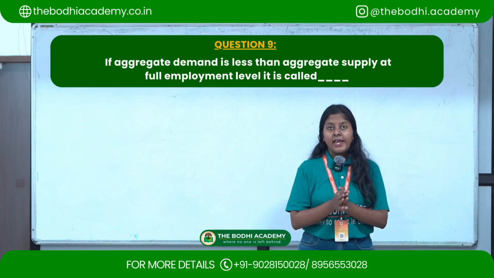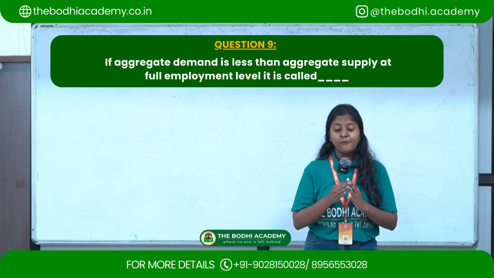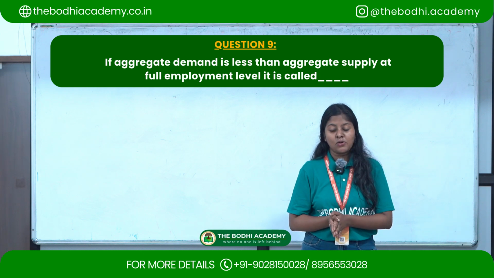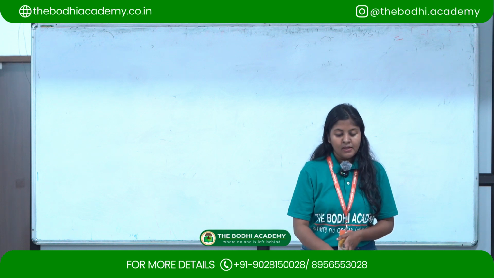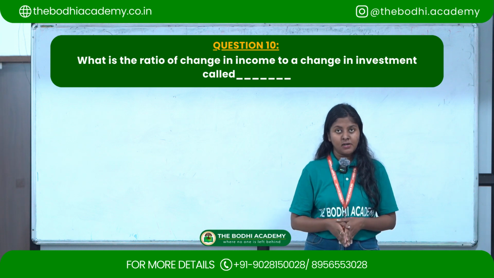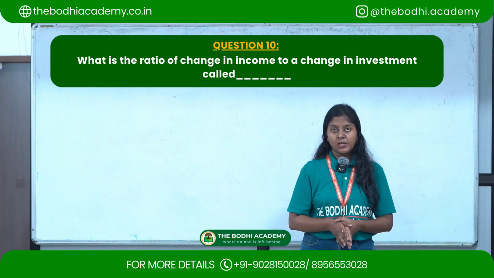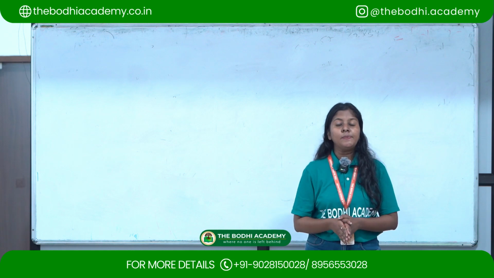Next, if aggregate demand is less than the aggregate supply at full employment level, it is called deficient demand. And the last MCQ is, what is the ratio of change in income to a change in investment called? It is called investment multiplier or output multiplier.